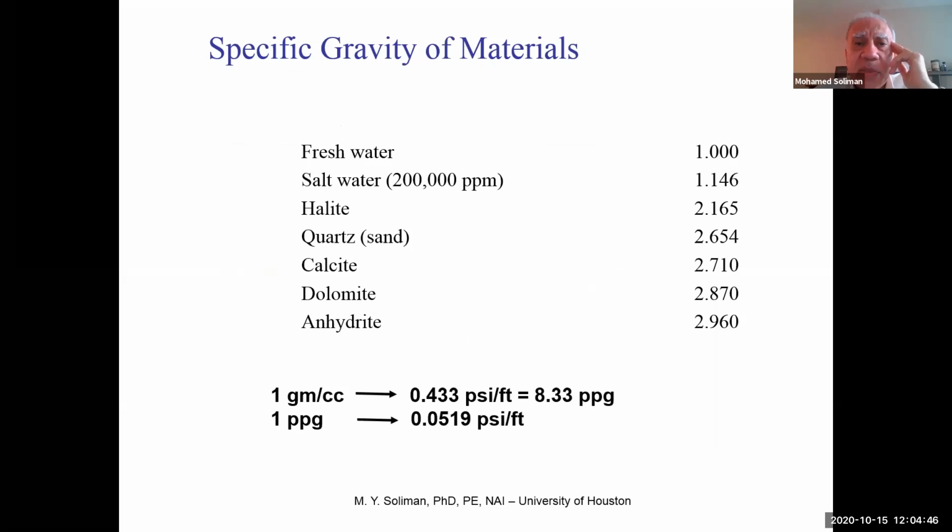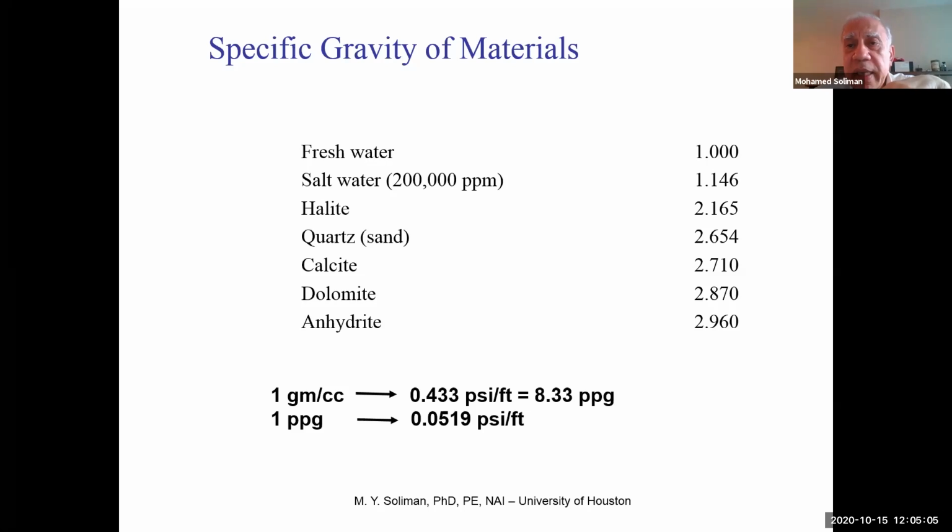we've done that. This is just a table to give you specific gravity of different material, important in case you get a problem on calculating that stress. So fresh water is 1. Specific gravity is dimensionless.